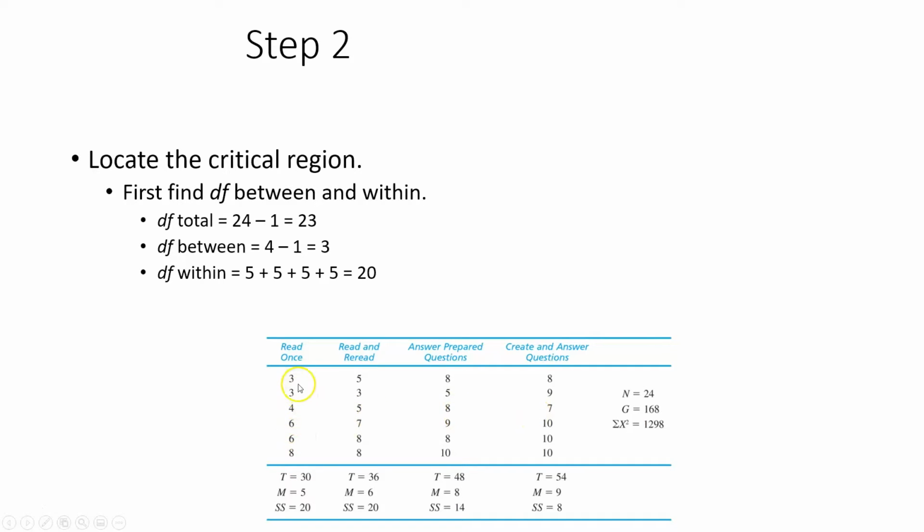So you have here 6 scores minus 1 is 5, in each of the 4 conditions. 5 and 5 and 5 and 5 is 20. That's the degrees of freedom within. But this and this add up to that. Then we look in our table for our critical F.